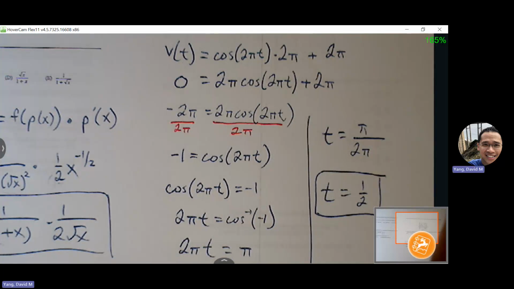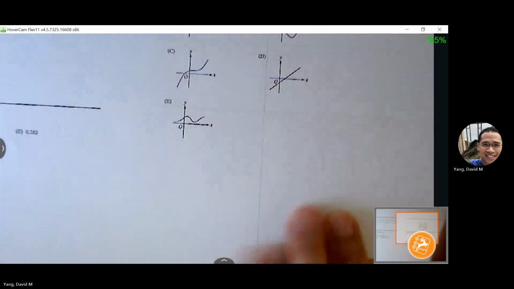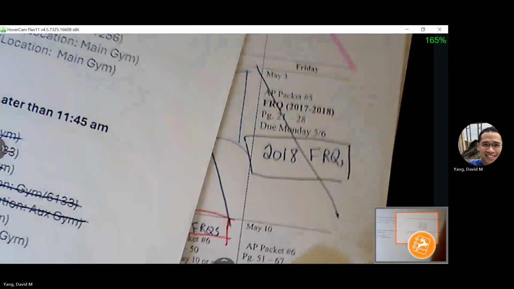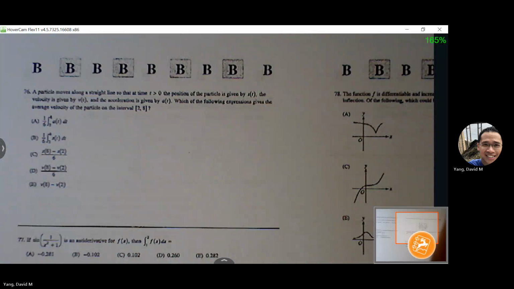Okay, let's move on to the calculator portion of this test. Page 7, number 76. A particle moves along a straight line, t is greater than 0. Which of the following gives the average velocity of the particle?